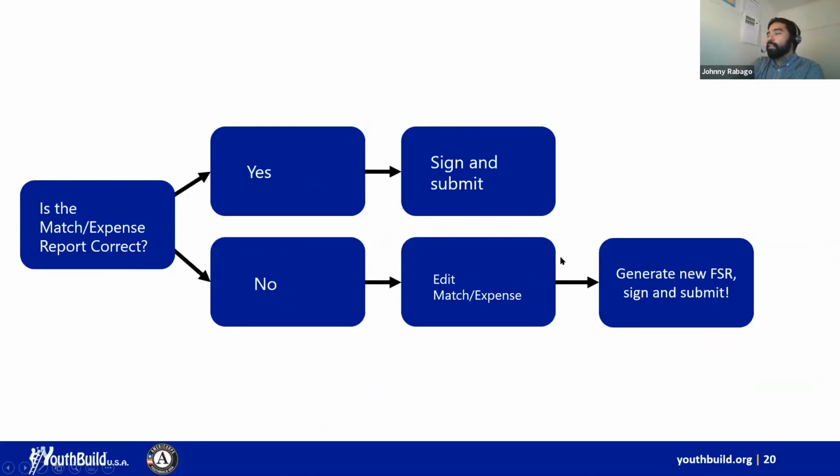So not having a signed FSR is an easy fix. Now, when you have issues with numbers, then that's a little bit different. You're going to have to go back to the match and expense report and then generate that new FSR and sign it again. We'll go through the flow process in a few slides. So in this case, the only thing wrong with the FSR is the signature. Great job, everyone. Box 6, okay.